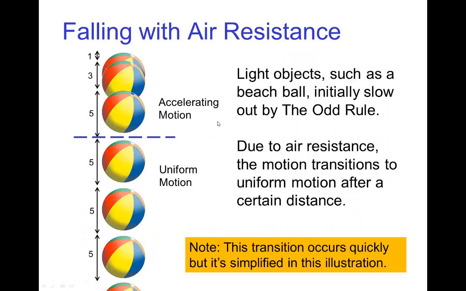And although motion often follows the odd rule, there are cases where we have a change. For example, if we have an object that's fairly light and it starts to fall, the first few frames, perhaps it follows the odd rule because the object's not going very fast, the air resistance is not very strong. But after a while, it gains enough speed that air resistance is significant. And in fact, with air resistance, the motion transitions to uniform motion. So this picture is a little bit simplified. It's not a sudden transition like this. But nevertheless, this is approximately what happens with falling motion with air resistance. Again, we'll see more of that in future tutorials.